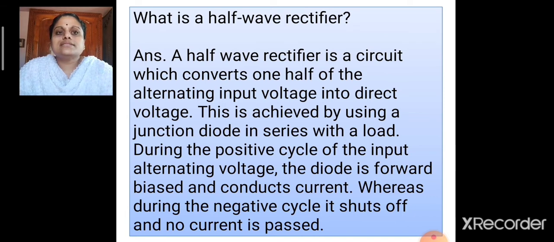Before beginning, let us discuss what a half-wave rectifier is. A half-wave rectifier is a circuit which converts one half of the alternating input voltage into direct voltage. This is achieved by using a junction diode in series with the load resistance. During the positive half cycle of the input alternating voltage, the diode is forward biased and conducts current, whereas during the negative half cycle, it shuts off and no current is passed.